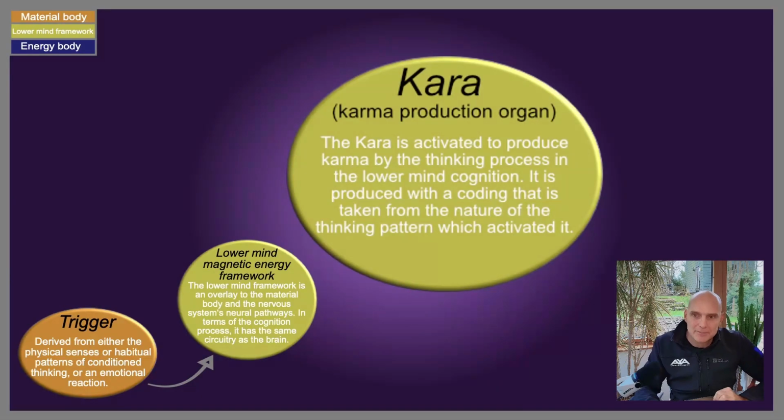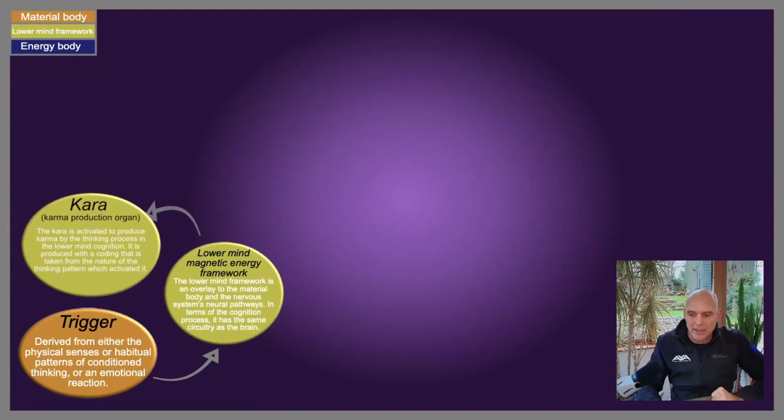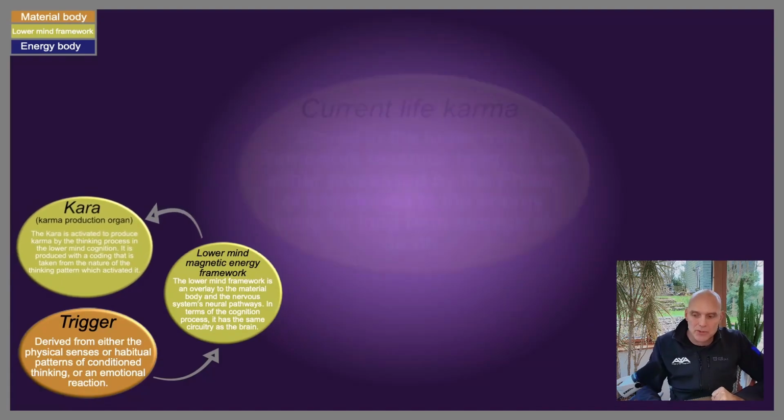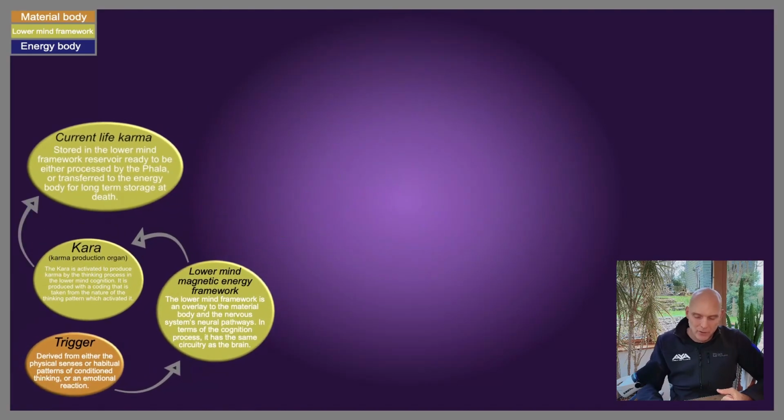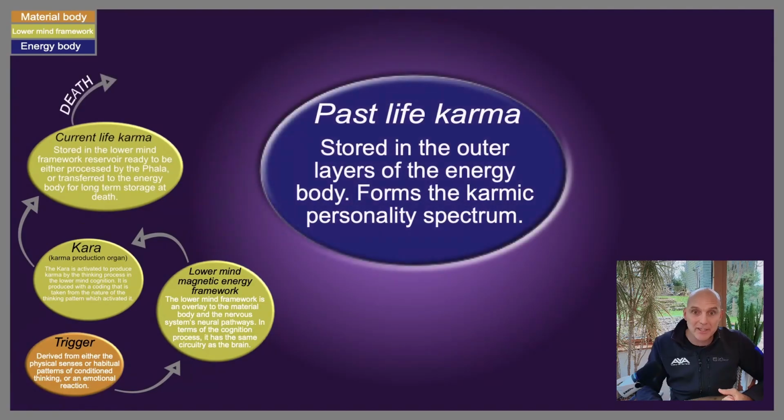Next, the kara is activated to start producing karma. So it's the thinking in the mind which activates the production of karma from the kara, the karma production organ. And that kara stores the karma. It sends the karma to the lower mind storage, which I've just shown you, and we had a discussion about where it was. So that's where the lower mind stores its current life karma. Now, if we fast forward quite a long time, after that particular incarnation, it gets stored in the energy body as past life karma, or long-term storage.